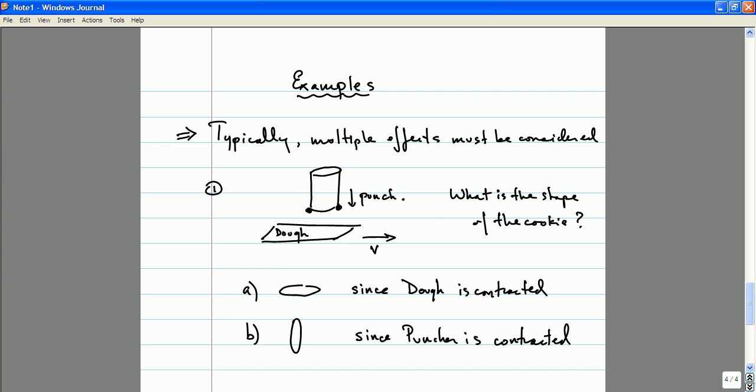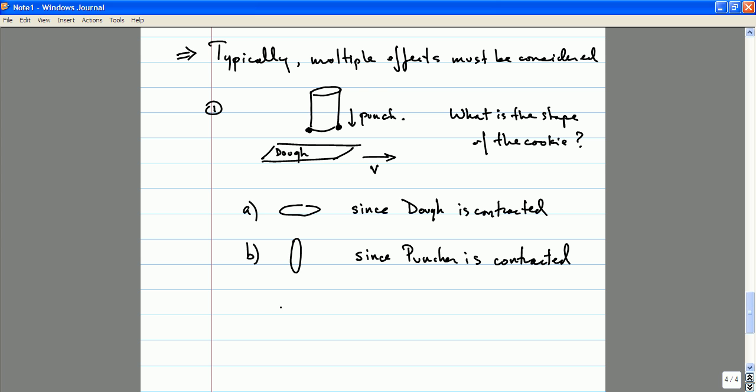So the answer is A. And the reason is that the punching is simultaneous in the frame of the puncher, but it is not simultaneous in the frame of the dough. So if you want to analyze this problem from the point of view of the cookie dough's frame, then indeed the puncher is length contracted. Okay. But the two ends of the puncher don't hit it at the same time. So you were basically right when you said that the puncher looks like it's coming in at an angle.